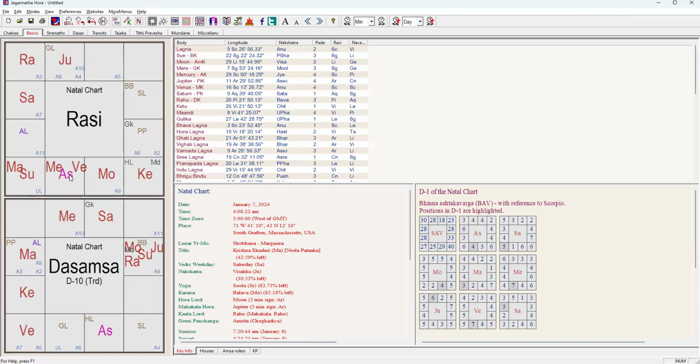Imagine Vrishika. Imagine one child was born at this time, January 7, 2024, 4:08, 4 hours, 8 minutes. Okay, then this is the chart for him or her. The ascendant is Vrikshika.